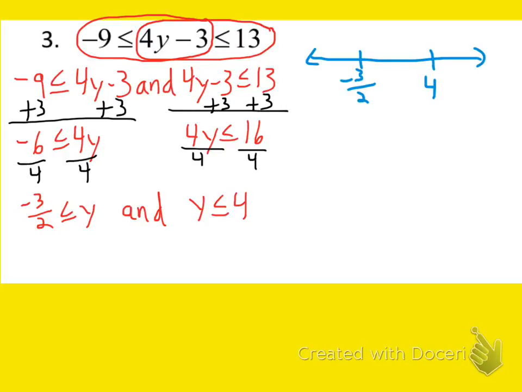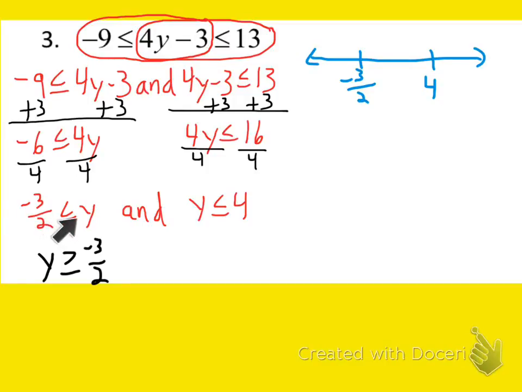Now I have two numbers here. I have negative 3 over 2, which is negative 1.5, and I have 4. So I put the one on the left that's smaller. Negative 3 over 2 is smaller than 4. The one on the right is greater. Obviously 4 is greater because it's positive. And again, I want to think about it with the y listed first.